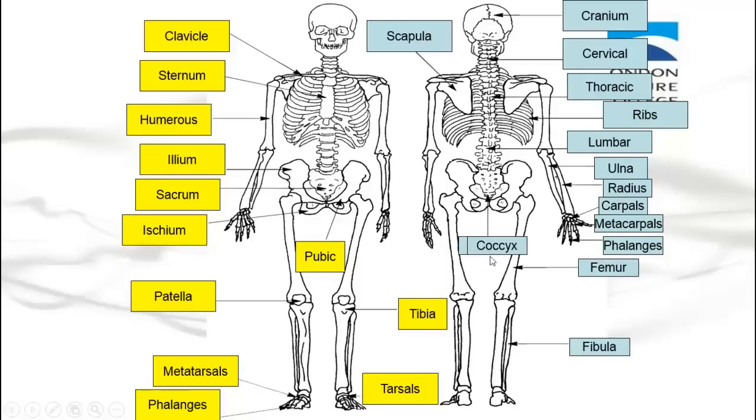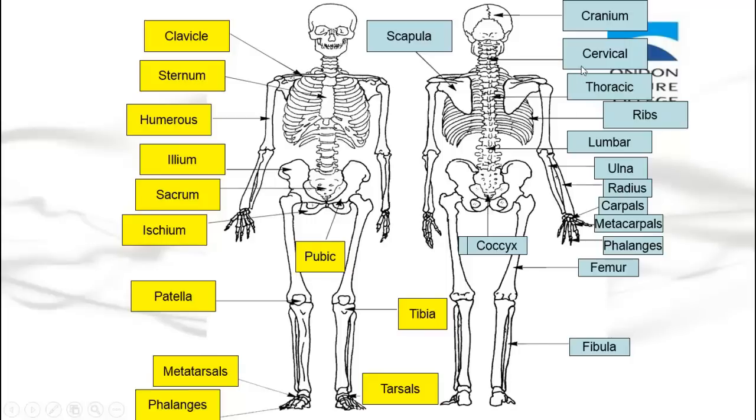Then in the legs you've got your femur, which is your thigh bone. We had our tibia, which is the front of our body, the shin bone. The fibula is the one that rests behind the tibia. Okay, so it's in the lower part of your body. And then you've got your coccyx here.